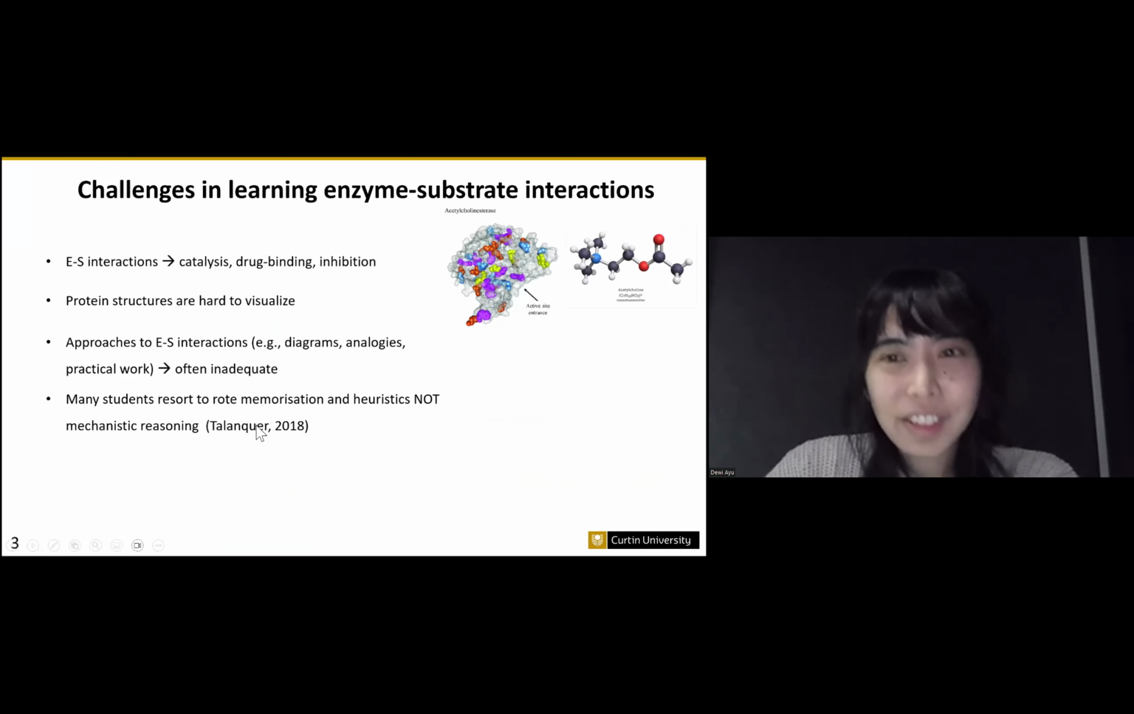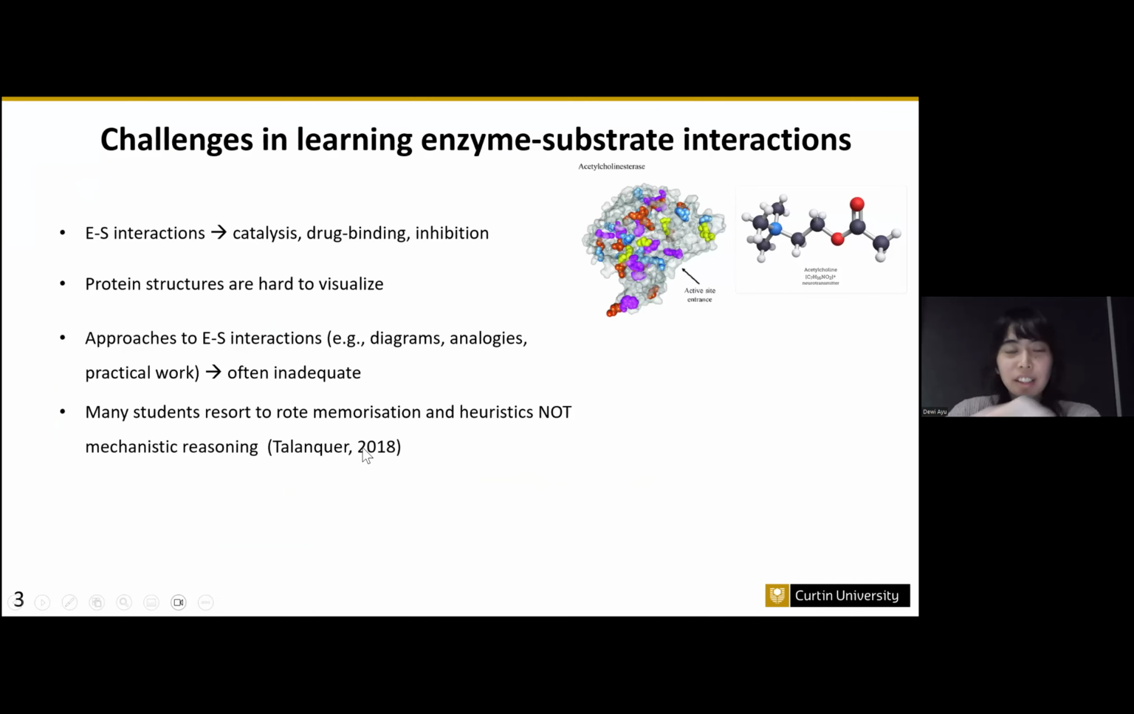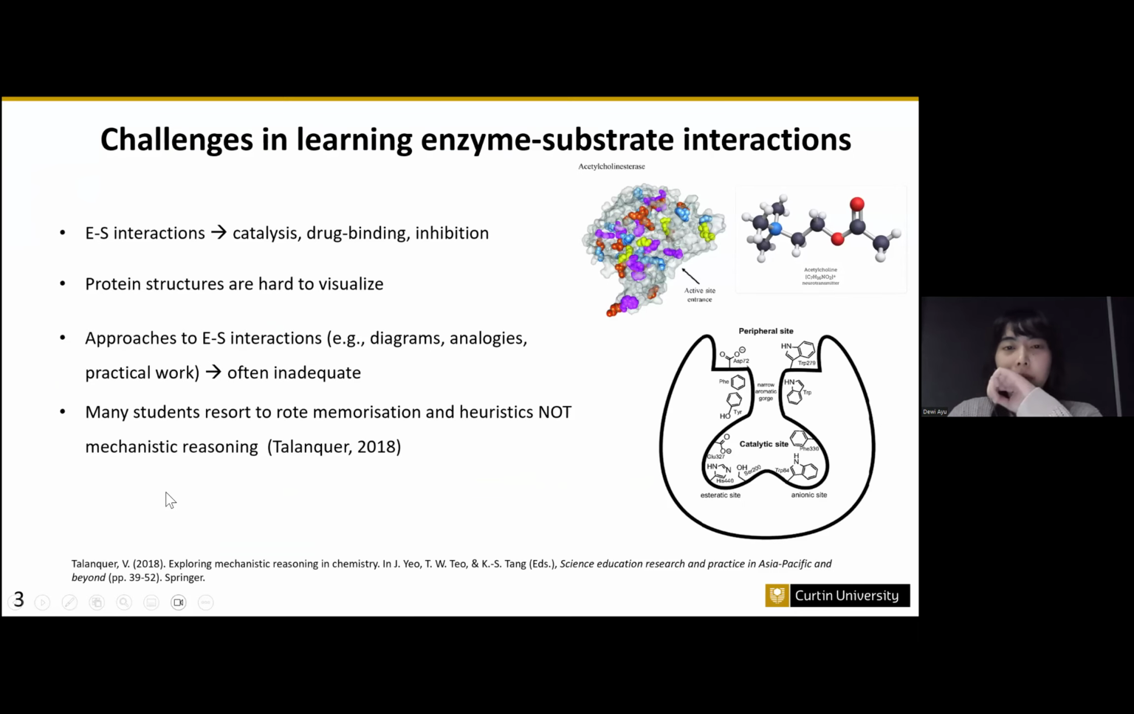Now we are looking at enzyme substrate interactions because the concept is really fundamental in both chemistry and, you can say, biochemistry or even biology. So a good understanding of this concept helps students interpret catalysis, drug binding, or inhibition. But the challenge is that visualizing protein structures is really hard because we are dealing with very complex molecules here.